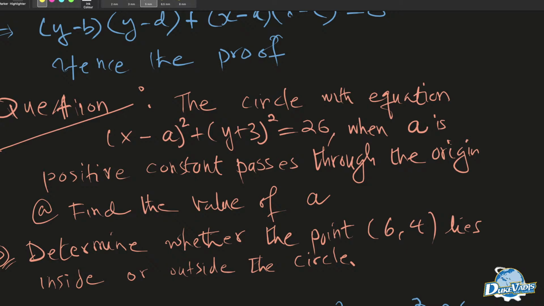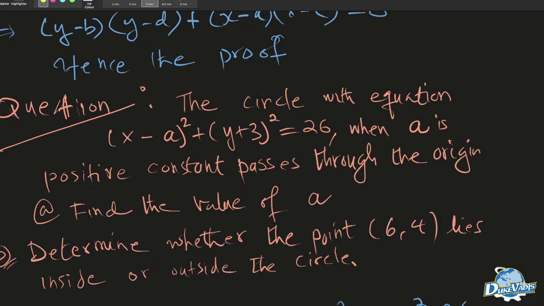Friends, let's set the ball rolling. The question is so simple. It's a circle with equation (x − a)² + (y + 3)² = 26, when a is a positive constant, passes through the origin. The first question says: find the value of a. And part B is to determine whether the point (6, 4) lies inside or outside the circle. Let's see how we'll solve this question with ease.